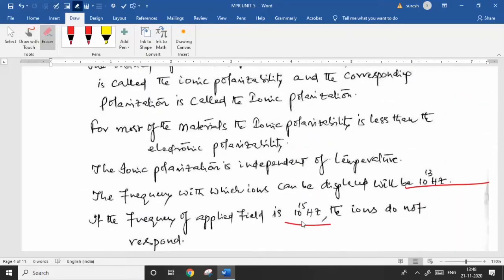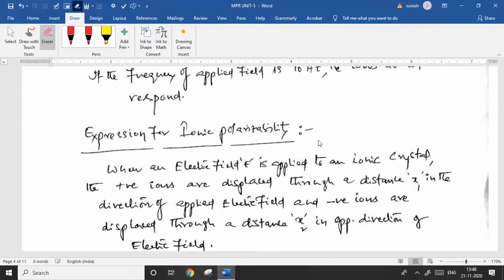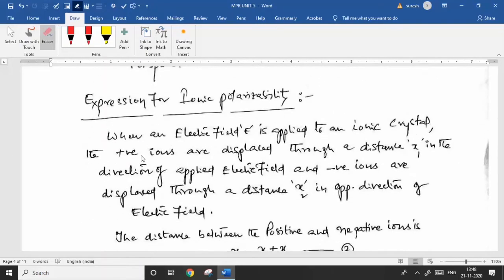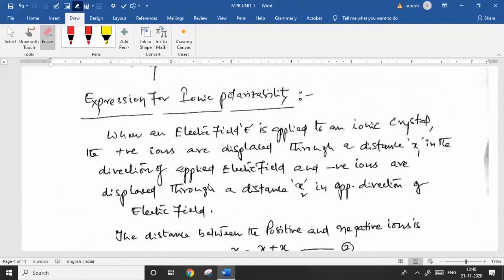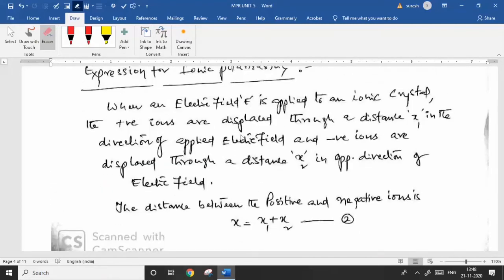Now, I would like to explain the expression for ionic polarizability. When an electric field E is applied to an ionic crystal, the positive ions are displaced through a distance x1 in the direction of the applied electric field, and negative ions are displaced through a distance x2 in the opposite direction of the electric field. In this expression, I would like to take two parameters. One is called x1 and the other one is called x2. Let me explain first of all what this x1 and this x2 are.